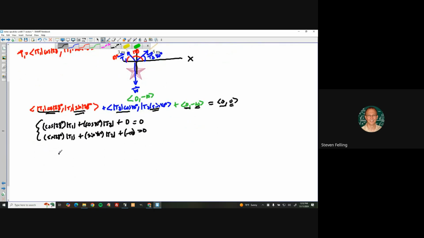So it is going to be cosine 128 degrees magnitude T1 plus cosine 40 degrees magnitude T2 equals 0. And then this is sine of 128 degrees T1 plus sine of 40 degrees times T2 equals, if I move this to the other side, it's 10. This is the system I'm going to enter.